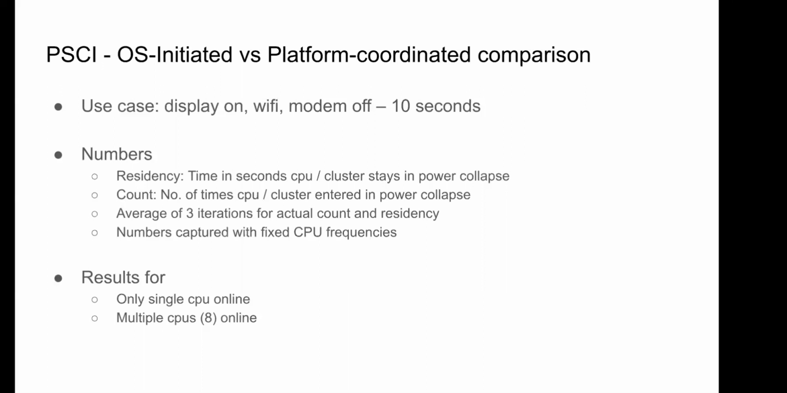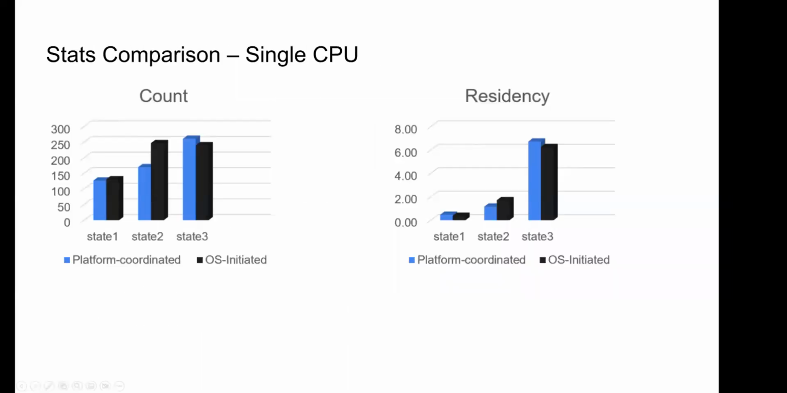Note that this is also captured with fixed CPU frequencies to avoid deviations, and this is captured for two cases. One is with only a single CPU online, and one is keeping all CPUs online. So when we compare the states for a single CPU, the blue color is for platform coordinated mode and the black one is for OS initiated. We see that in both the OS initiated and platform coordinated schemes, because it's only a single CPU, both are behaving almost on par in terms of residency.